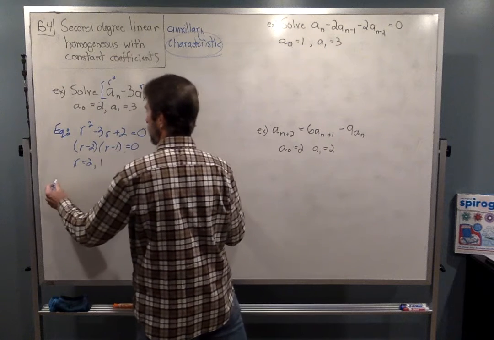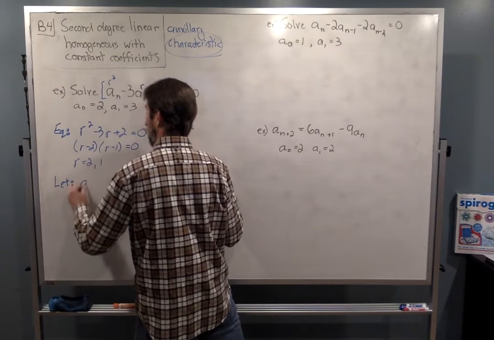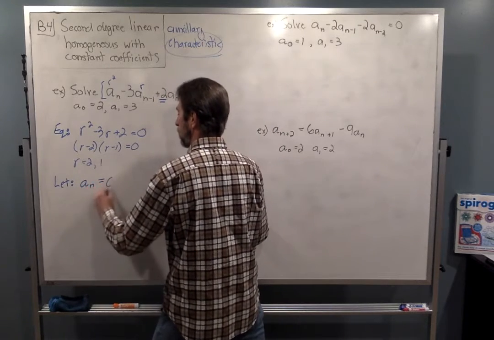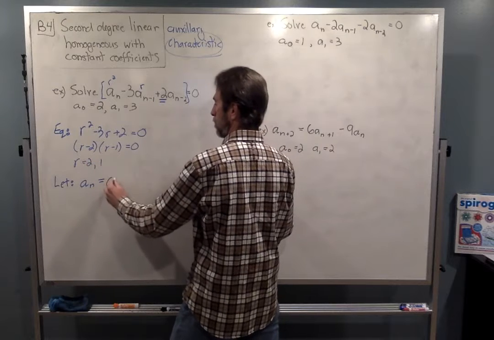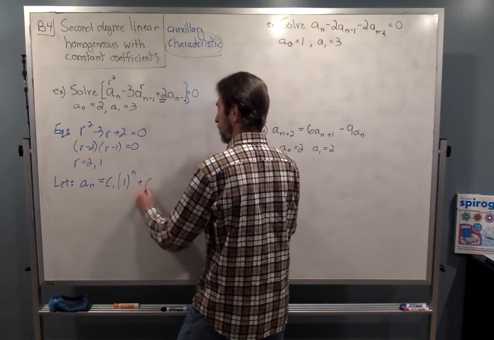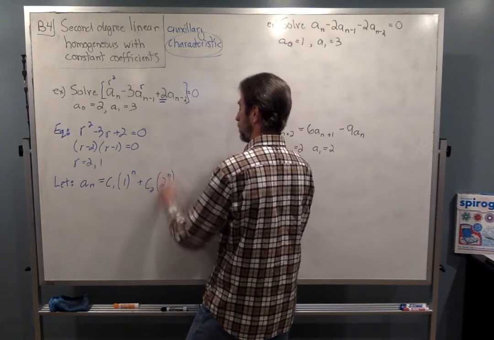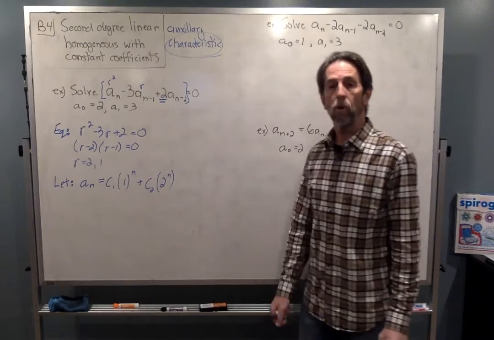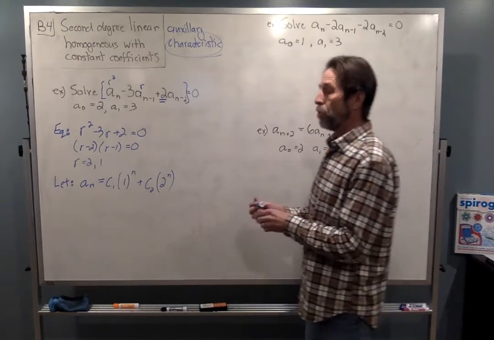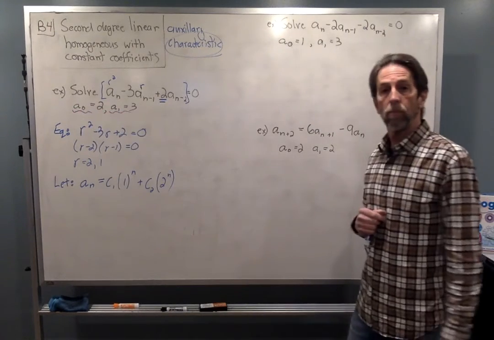So I am going to let my closed form be some coefficient, I'll call it C1 for now, times one of these, I'll use the 1 to the nth power, plus a different coefficient using the other root to the nth power. So there's my closed form. But of course I would love to know C1 and C2. And that's where this information comes into play.